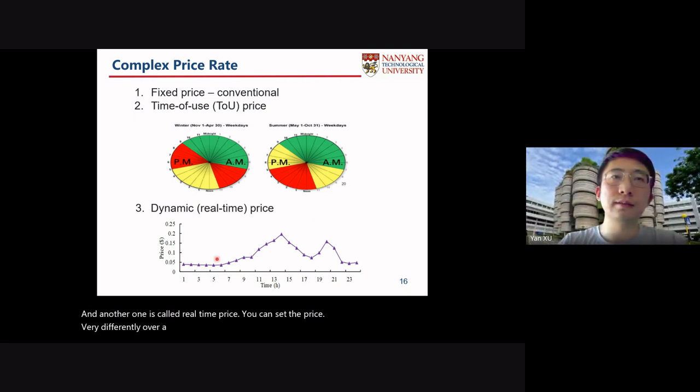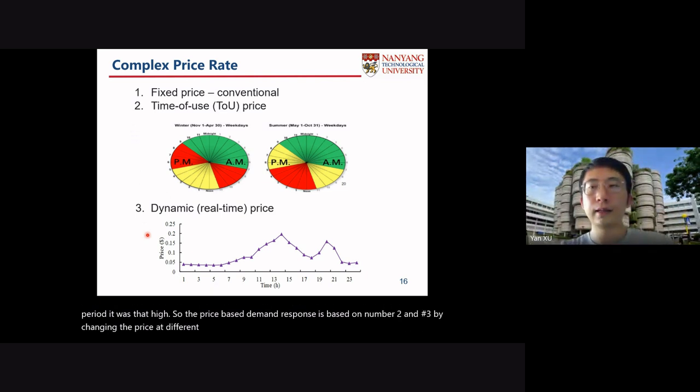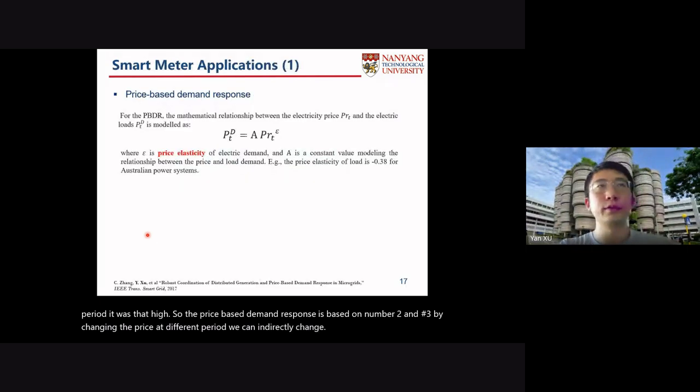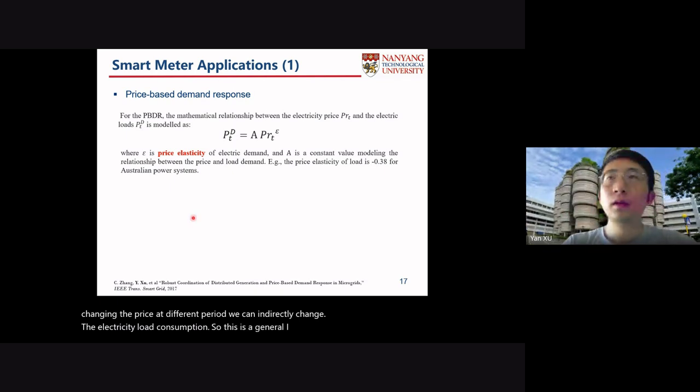Here you can see this example: during the evening and midnight, the price is set very low, and during the noon period and the peak period, it is set high. So the price-based demand response is based on number 2 and number 3. By changing the price at different periods, we can indirectly change the electricity load consumption. So this is the general idea.